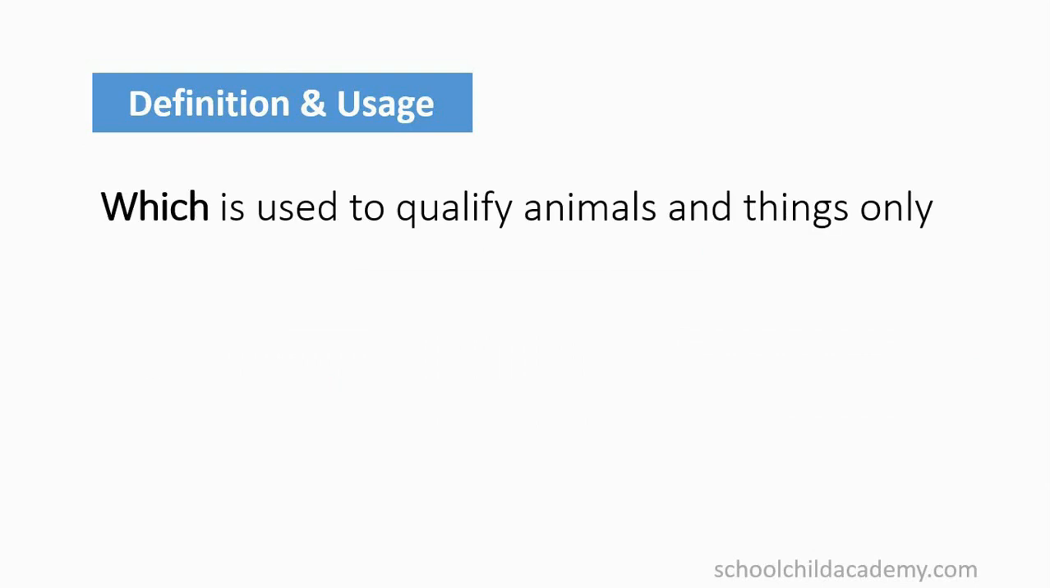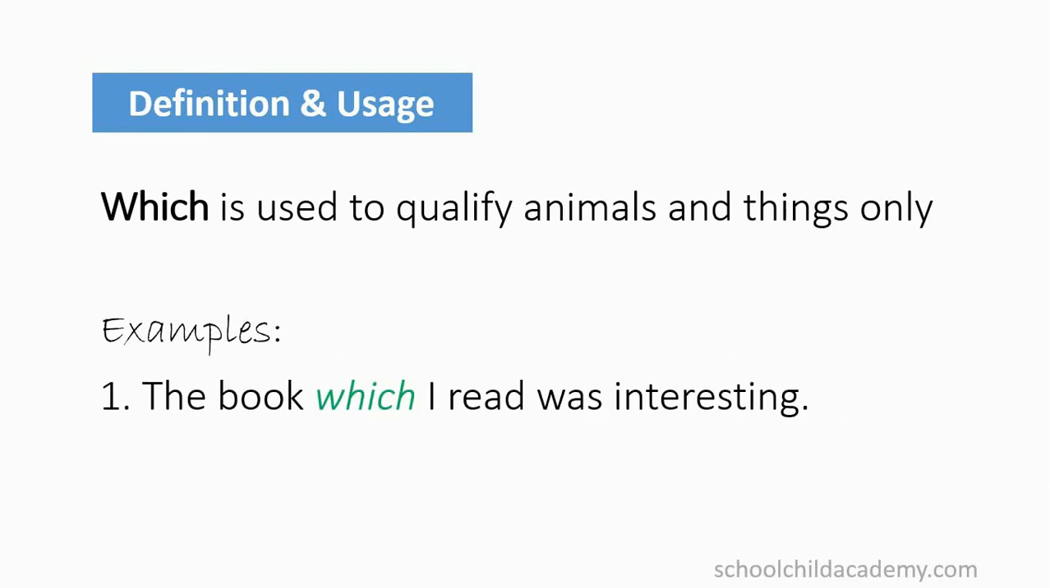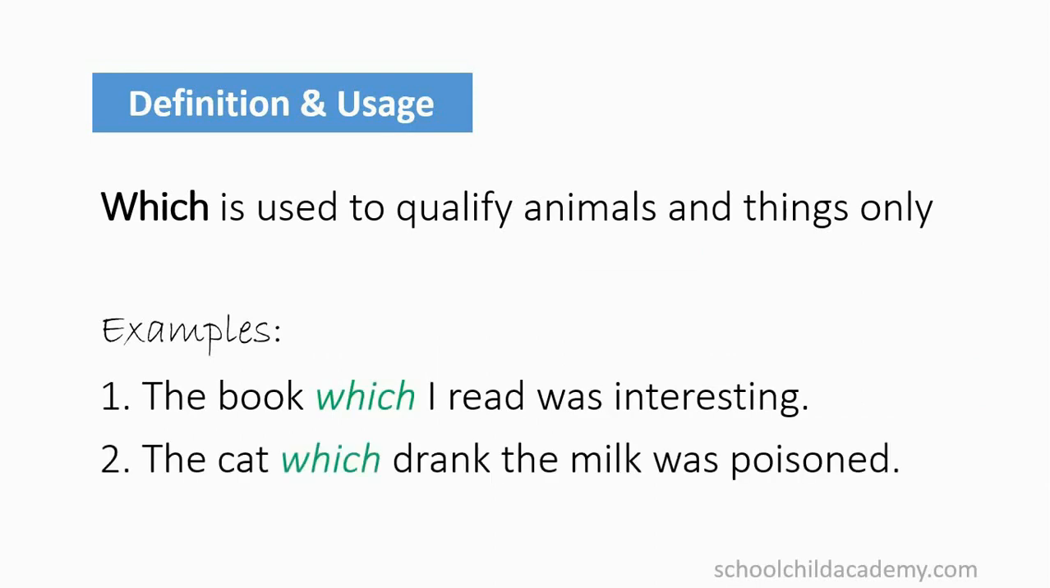Which is used to qualify animals and things only. Examples: the book which I read was interesting. The cat which drank the milk was poisoned. Here we use which to qualify the book, which is a thing, and we use which to qualify the cat, which is an animal.